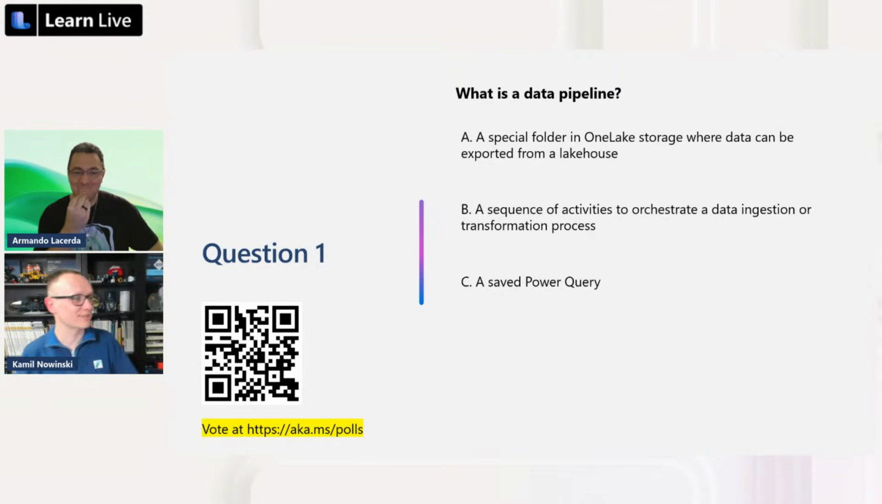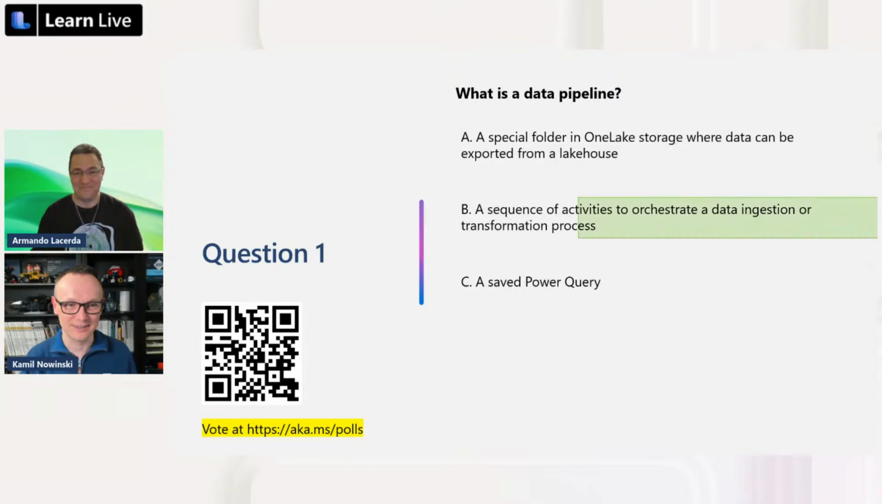That's a good question. I'm not going to give the answer. Actually, you didn't show anything about Power Query. We didn't even mention Power Query during the last hour or more. So probably C is not the correct answer. Okay, let's see what the answer is. Yes, the correct answer is B, the pipeline. A data pipeline is a sequence of activities to orchestrate a data integration, ingestion, or transformation process.